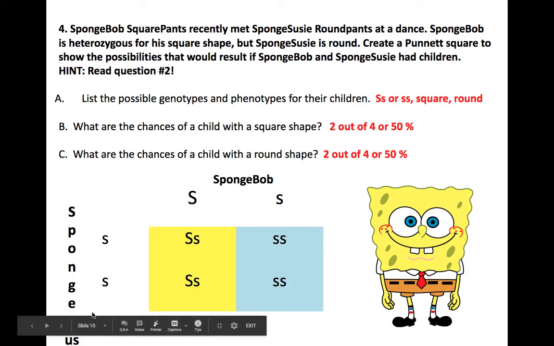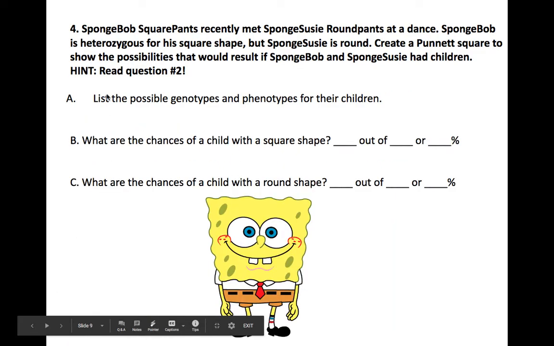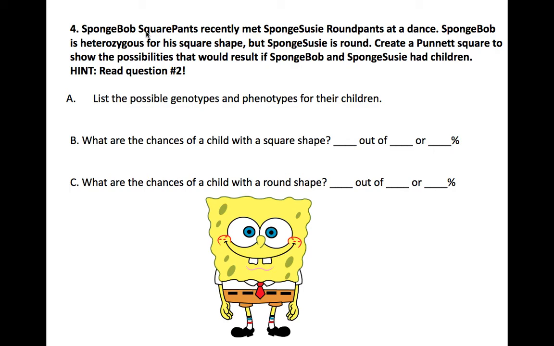Let me back up and just read the question to start with. It says, SpongeBob SquarePants recently met Sponge Susie Roundpants at a dance. Well, that's just extra information. SpongeBob is heterozygous for his square shape. So guess what, guys? Pick a letter, use it. They use S's, so I'll stick with S's. That means that SpongeBob is big S, little s for his square shape.